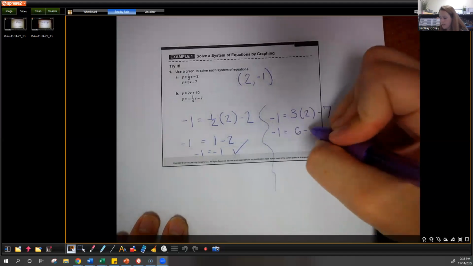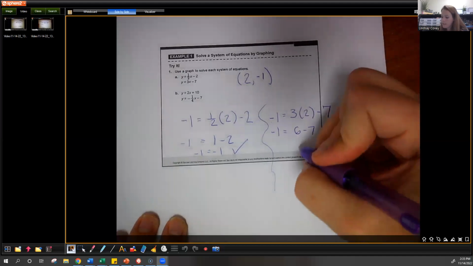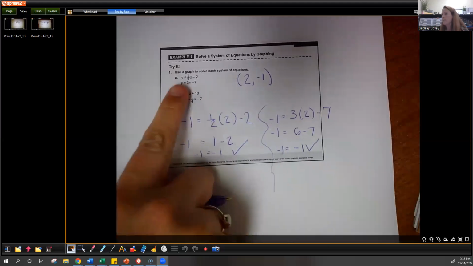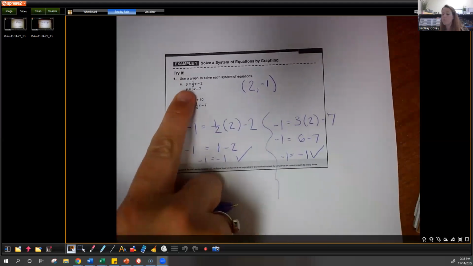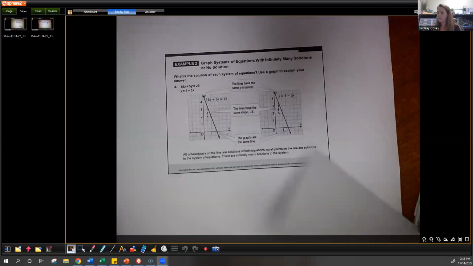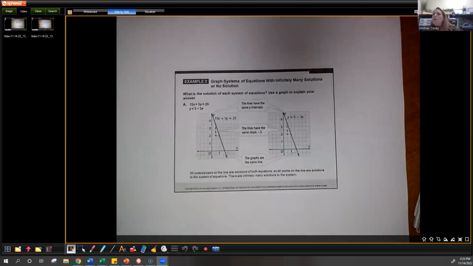-1 equals 6 minus 7. 6 minus 7 is -1. -1 equals -1. These two equations have one solution. Let's look at example 2. So in example 1, we learned when two equations have one solution.